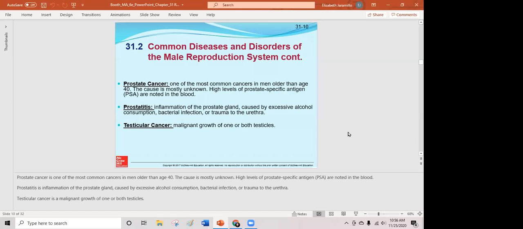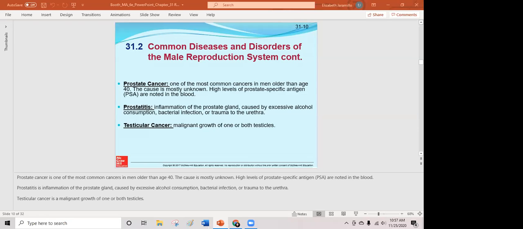So prostate cancer is one of the most common cancers in men older than age 40. The cause is mostly unknown. Usually high levels of prostate-specific antigen are noted in the blood. So this is something that we do test regularly for. Usually any gentleman getting a yearly physical is going to have this run if he's over the age of 35 or 40. Well, if it runs in his family, most likely. Sometimes doctors will hold off till they're about 50, maybe. I doubt it, but usually over 35, they start to check this.